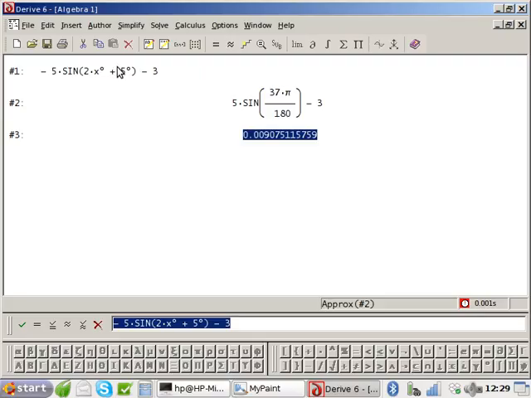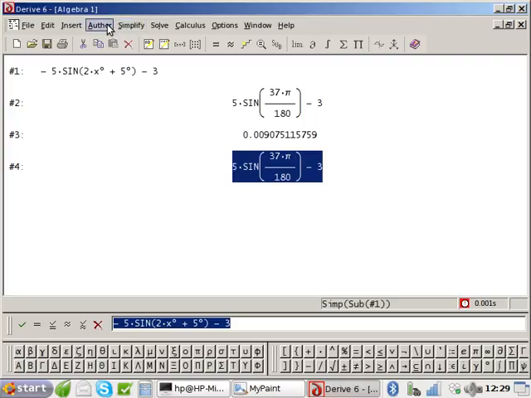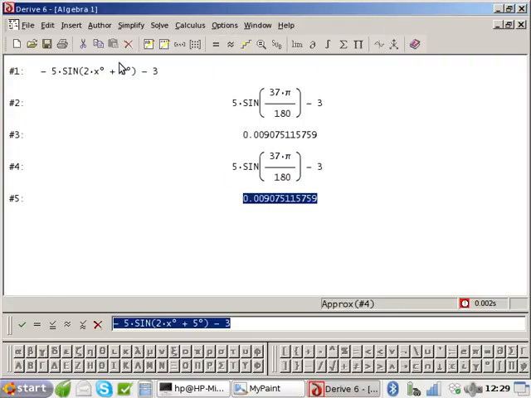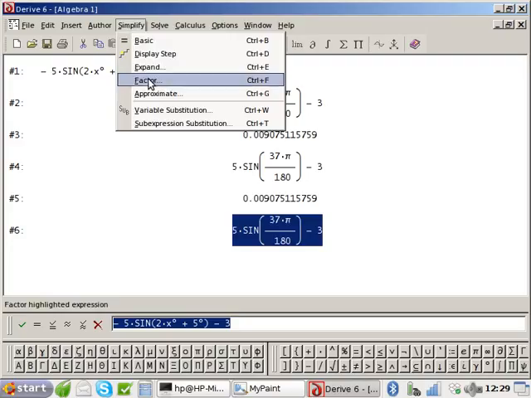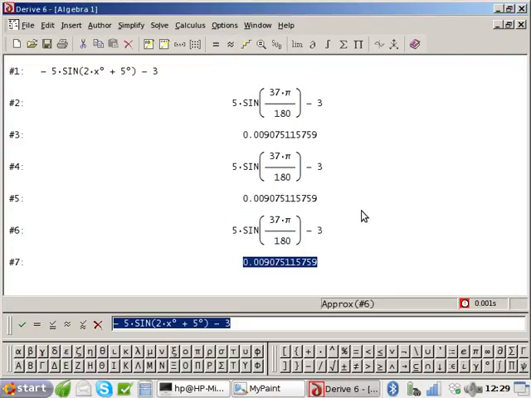Again, nearly 0. Third one? 286, simplify, approximate. Again, nearly 0. And then the last one was 339. And again, nearly 0. Okay? The reason it's not exactly 0 is because we have to round it off.